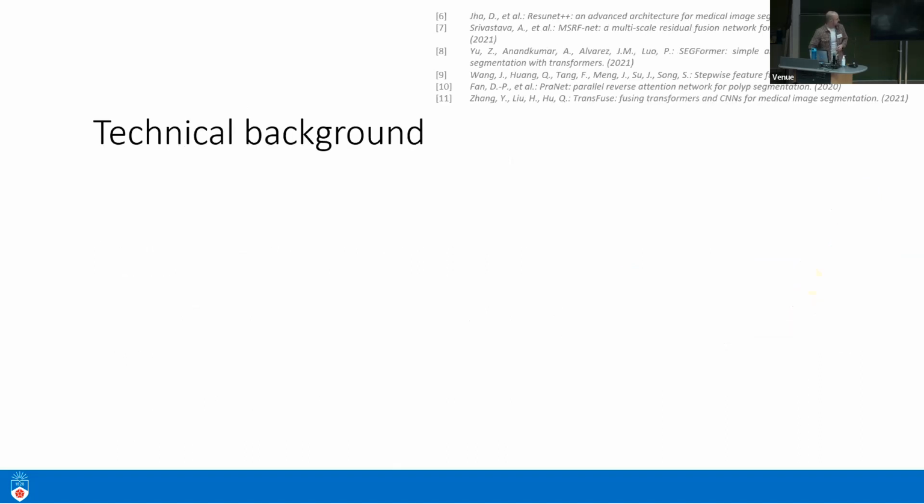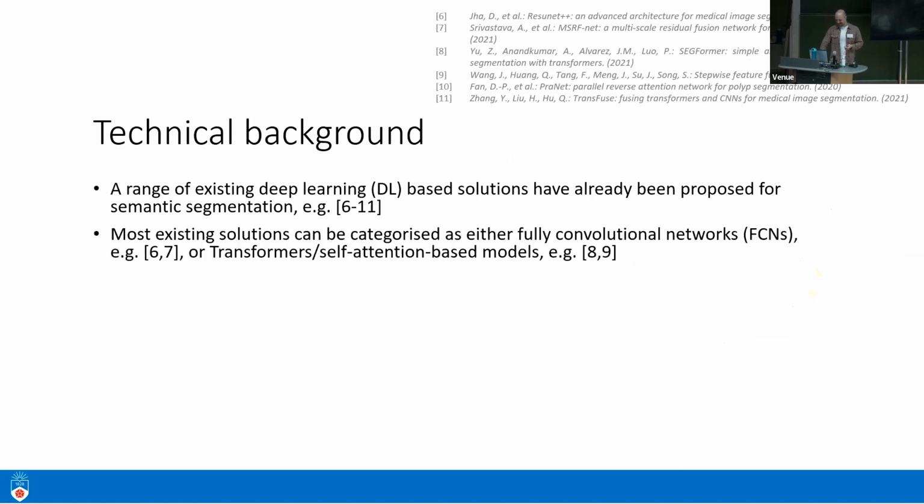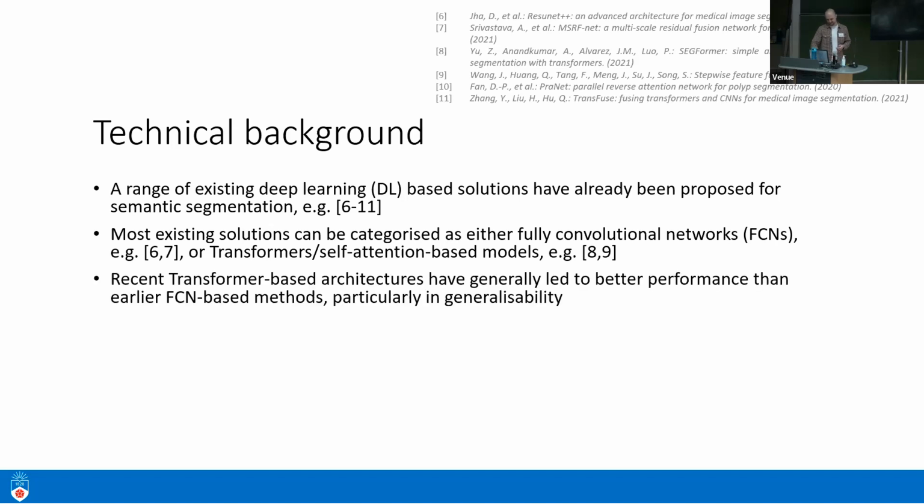Now, just to go through our technical background. Of course, I think this conference is evidence of this: there is already a wide range of existing deep learning-based solutions for semantic segmentation. I'm really quite interested in neural network design. And one thing I notice is that the vast majority of these methods fall into either the categories of fully convolutional networks or these newer transformer or pure self-attention based models.